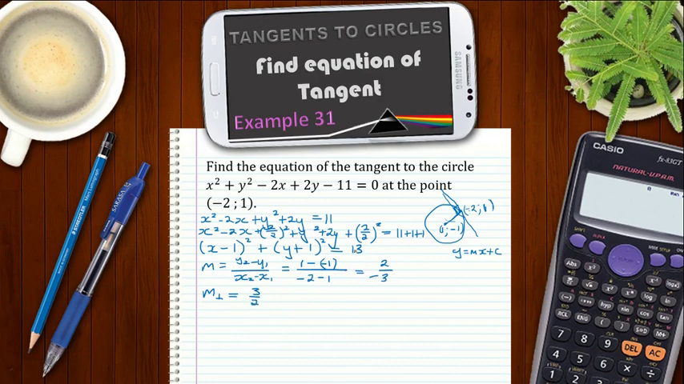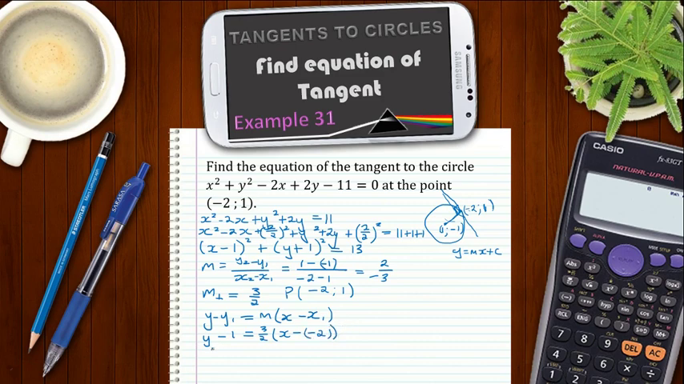Okay, now we have the gradient of a straight line, and we have the point that we can substitute into, because that straight line goes through the point minus 2 and 1. And then we substitute in these values in this equation, y minus y1 equals gradient times x minus x1. And this is y minus 1 equals, the gradient is 3 over 2, then x minus negative 2.